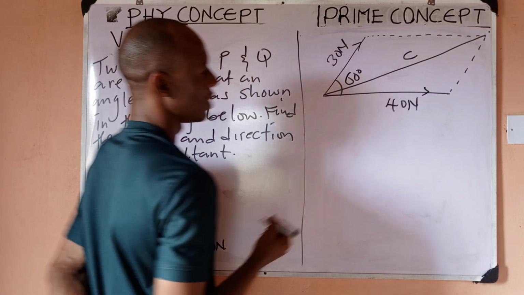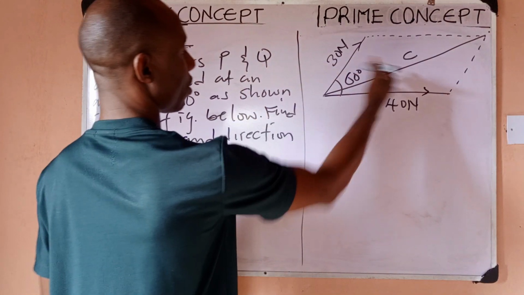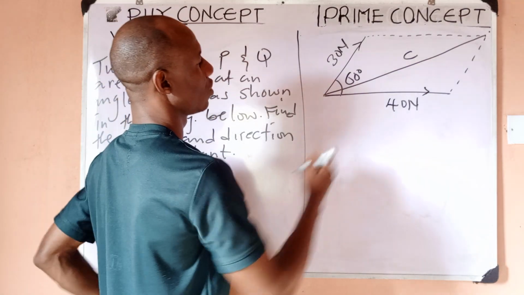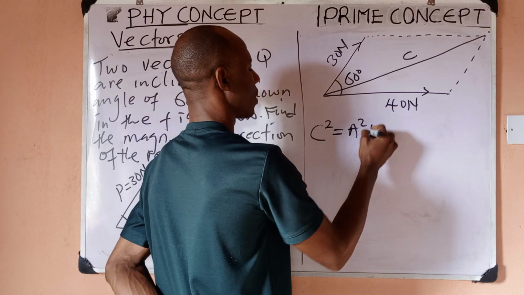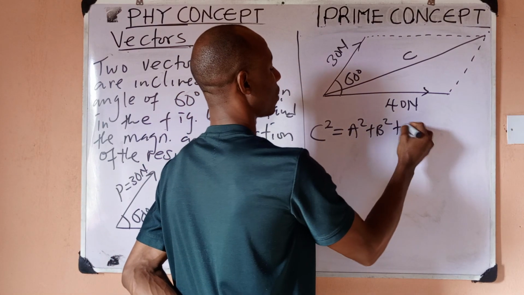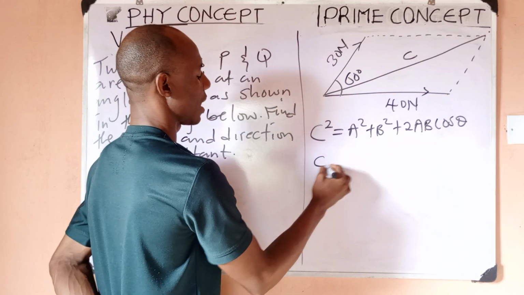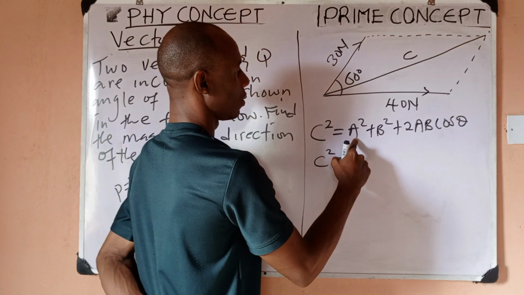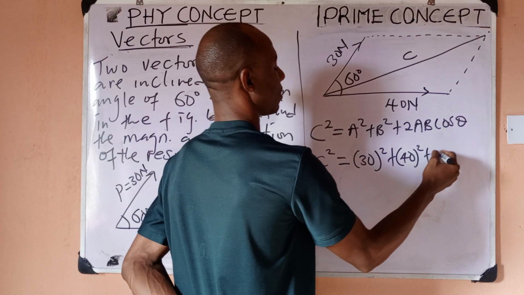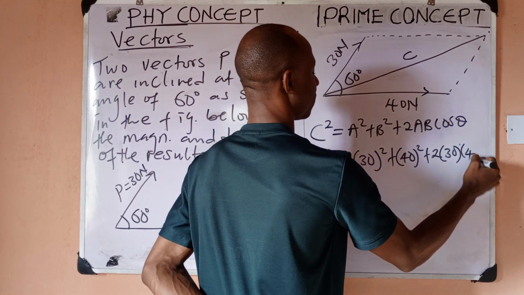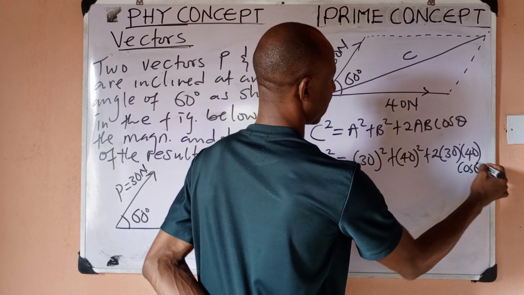So which simply means if I'm to use the parallelogram rule that we just derived, I don't even have to draw this diagram to be able to solve it. It's just to show you. Now I have that the parallelogram rule is C squared equals A squared plus B squared plus 2AB cos theta, where theta is the angle between the two vectors. So I have that C squared is going to be, what is my A? My A is 30 squared plus B, 40 squared, plus 2 times 30 times 40 cos 60. Let me write it this way.